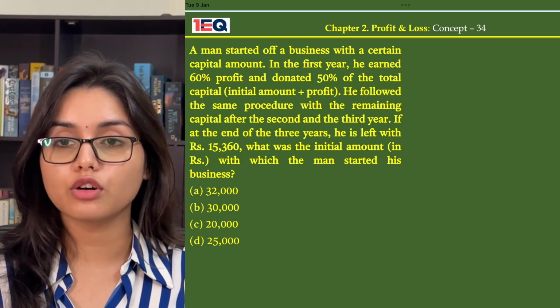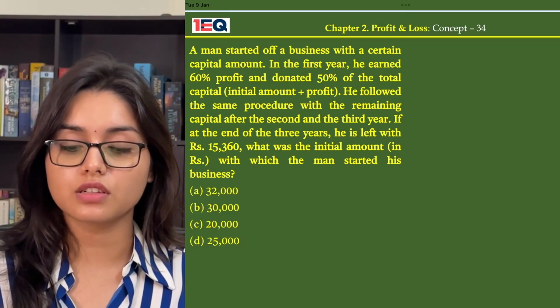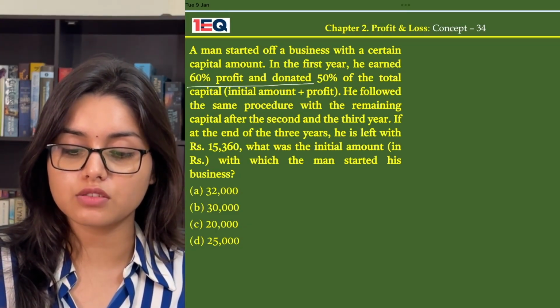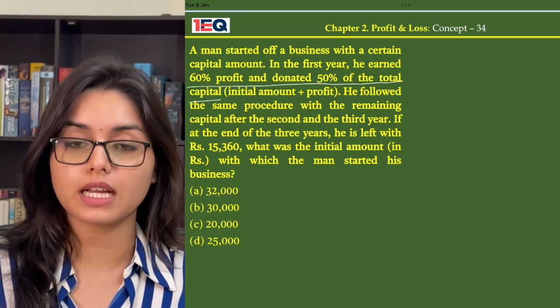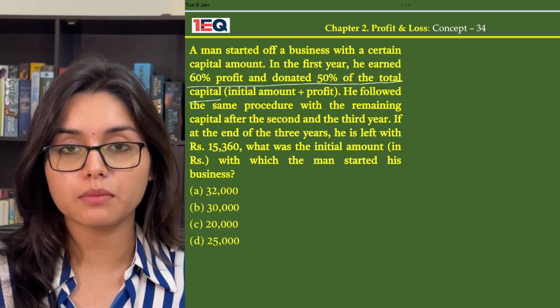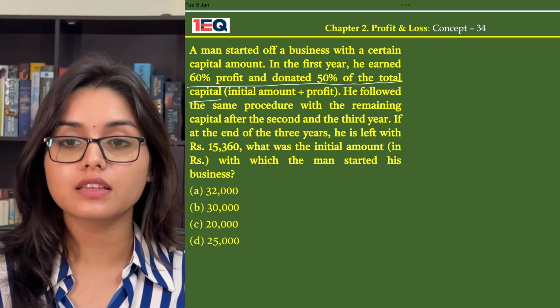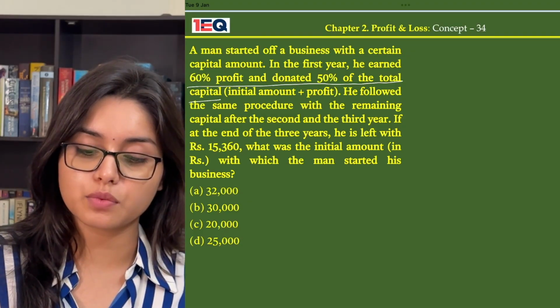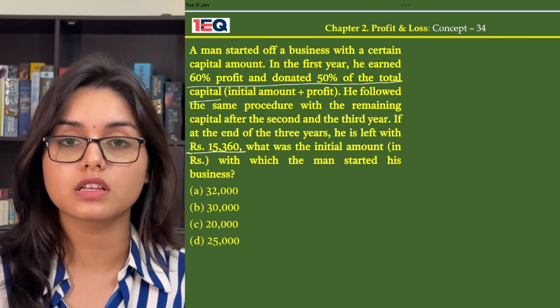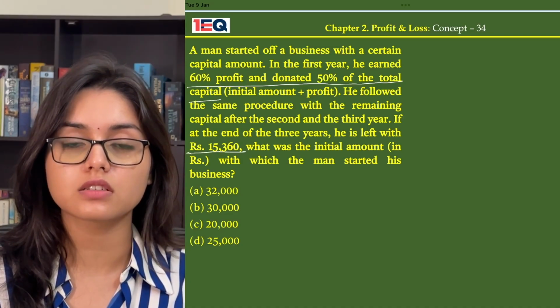A man started off a business with a certain capital amount. In the first year, he earned 60% profit and donated 50% of the total capital. He followed the same procedure with the remaining capital after the second and the third year. If at the end of the 3 years he is left with rupees 15,360, what was the initial amount with which the man started his business?